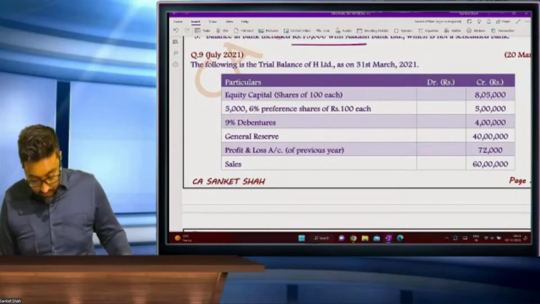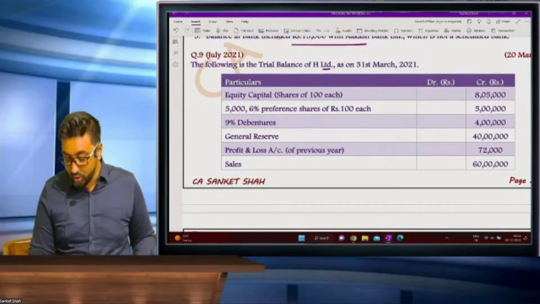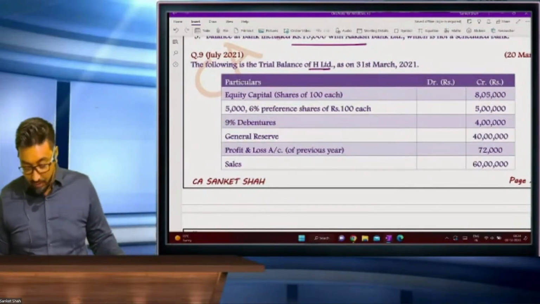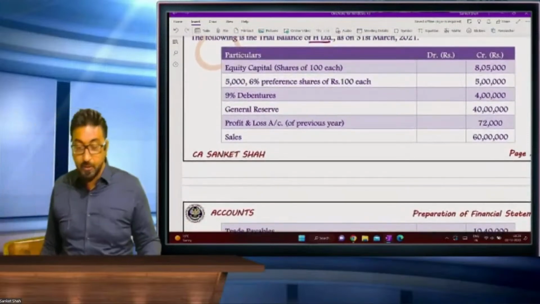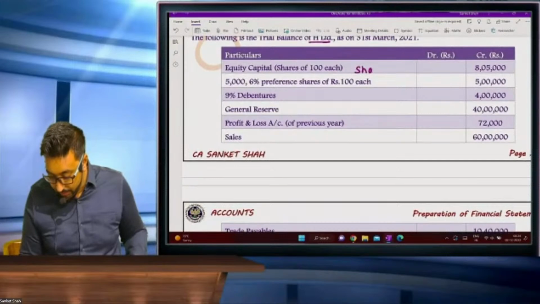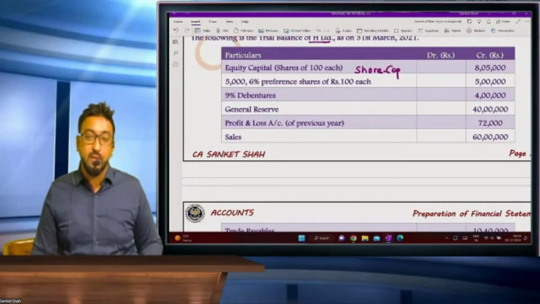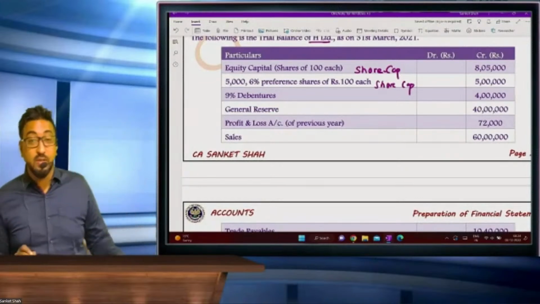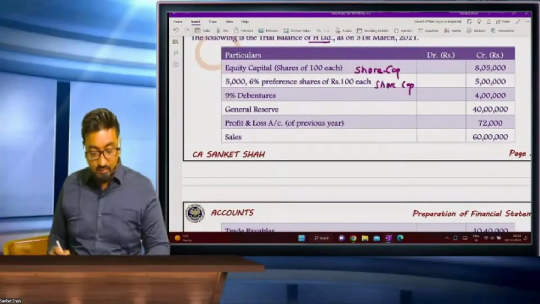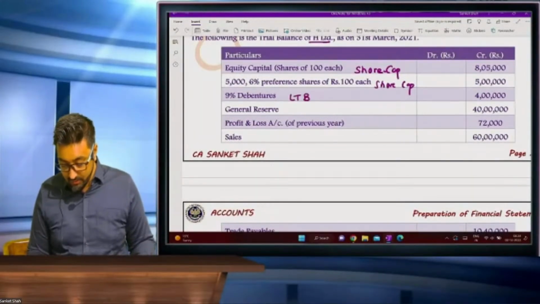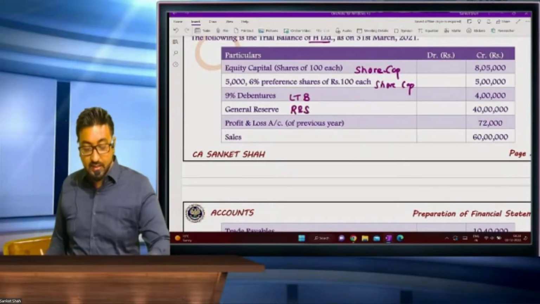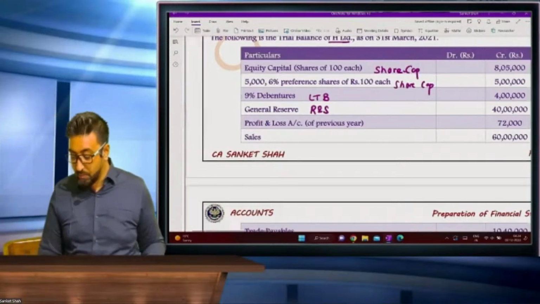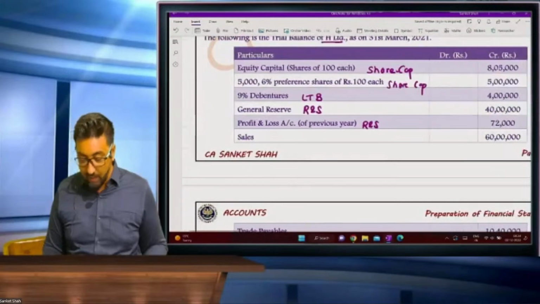Okay. The following is the trial balance of H Limited as on 31st March 2021. Equity share capital. 500 6% preference shares of 100 each. So beta, where will this go? Share capital. How many of you have hard copy? Tell me in the comment section how many of you have taken a printout of this. Tell me how many sincere students there are who have kept printouts. Yes. Long term borrowings, 9% debentures. Reserves and surplus. Profit and loss of previous year, reserves and surplus. This is the opening balance.